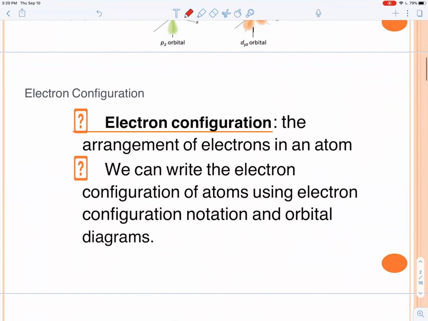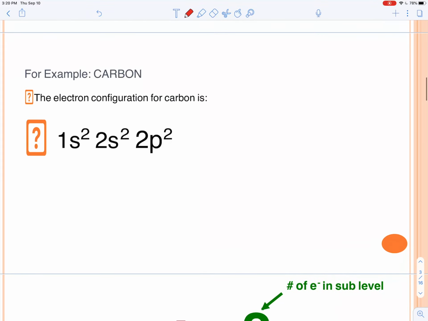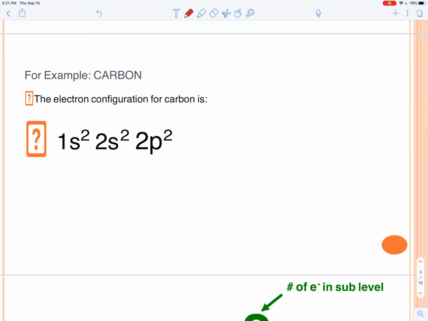So let's see. Electron configuration is how the electrons are arranged in an atom. We can write the electron configuration using certain notation and orbital diagrams. All right, so for carbon, the electron configuration is 1s2, 2s2, 2p2. So we'll figure out where all these numbers come from in a second. Let's take a look.